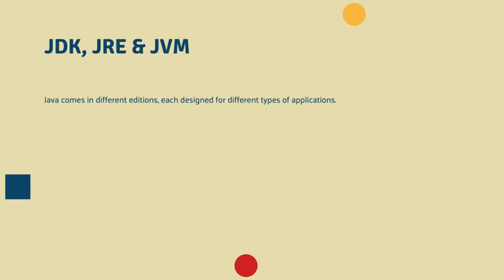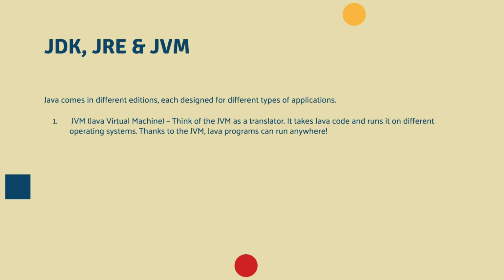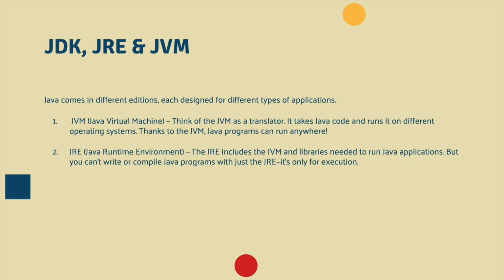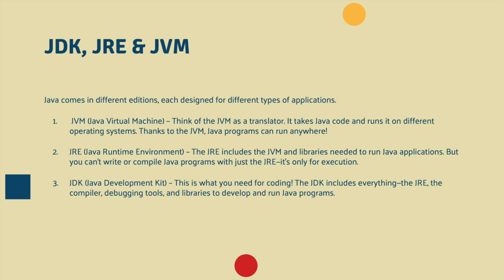The three components JVM, JDK, and JRE often confuse beginners, but don't worry, I'll make it super simple. Think of the JVM as a translator. It takes Java code and runs it on different operating systems. Thanks to the JVM, Java programs can run anywhere. The JRE includes the JVM and libraries needed to run Java applications. But you can't write or compile Java programs with just the JRE, it's only for execution. JDK, Java Development Kit. This is what you need for coding. The JDK includes everything: the JRE, the compiler, debugging tools, and libraries to develop and run Java programs.